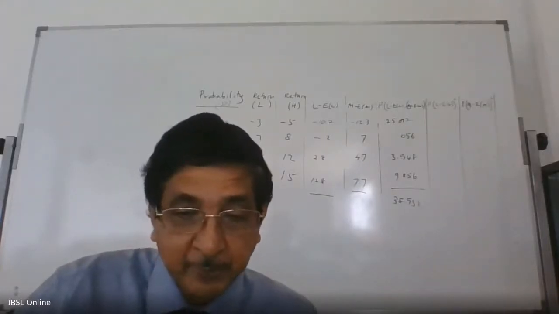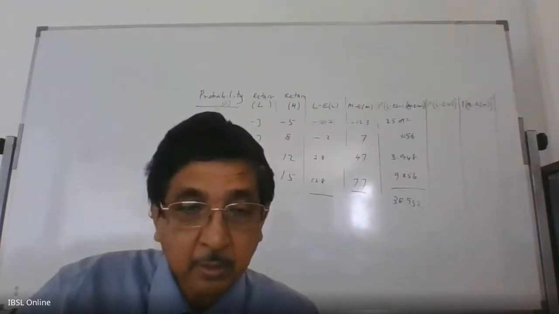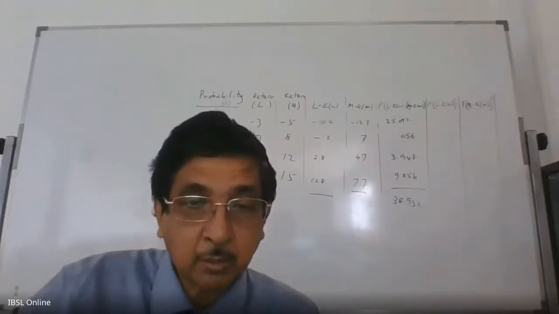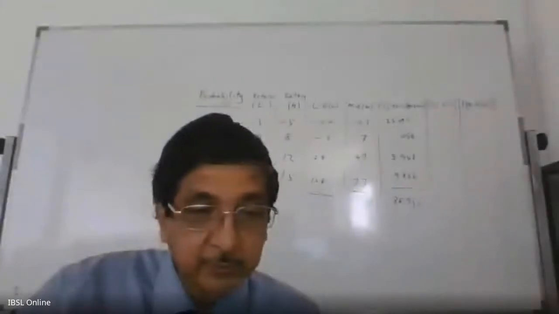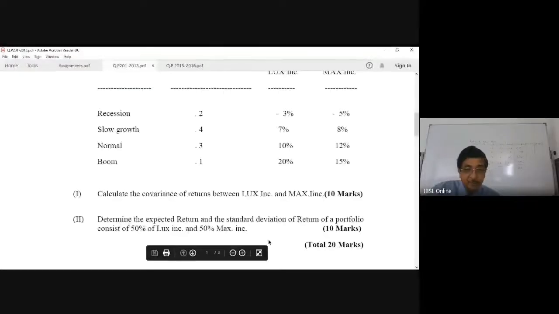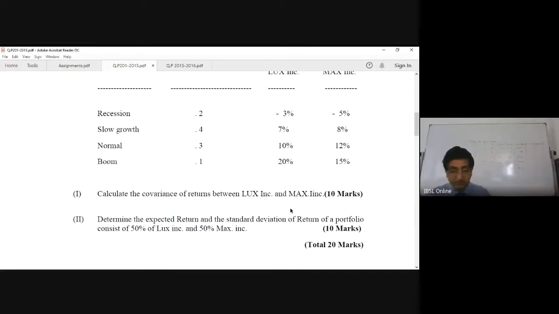Now that is the first part of it. The second part: determine the expected return and the standard deviation of return of a portfolio consisting of 50% of Lux and 50% of Max. For this, we need to calculate the standard deviation of Lux and the standard deviation of Max. For those calculations, I have done the worksheet. Let's go into the worksheet again.